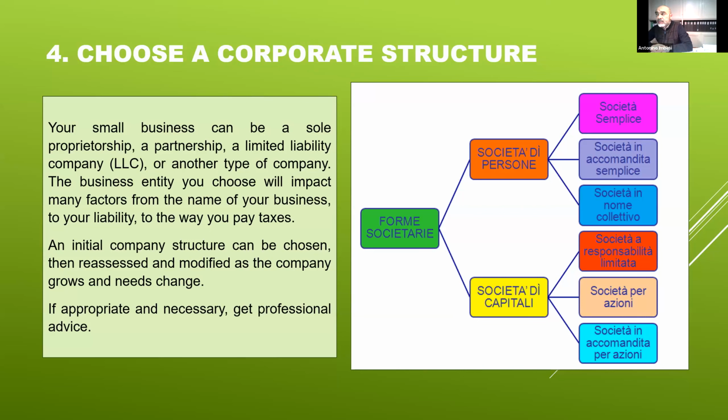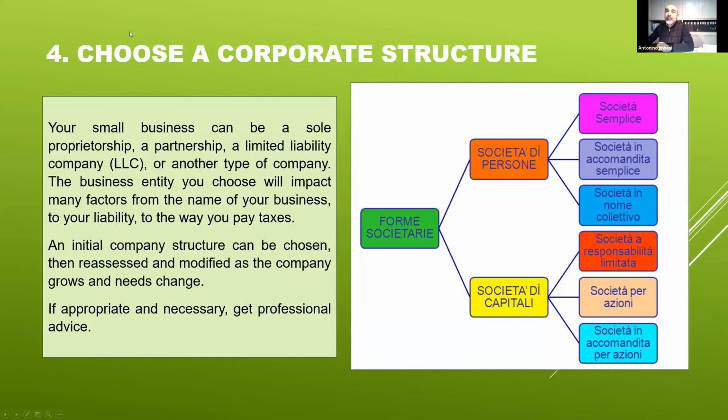For example, for the difference between a society of persons or a society of capital, the main difference is that when you have a society of capital, the entrepreneur responds only with that capital in case of failure. In case of a society of persons, of course, the entrepreneur is responsible also with his or her own properties. Everything is under the possibility of being lost.